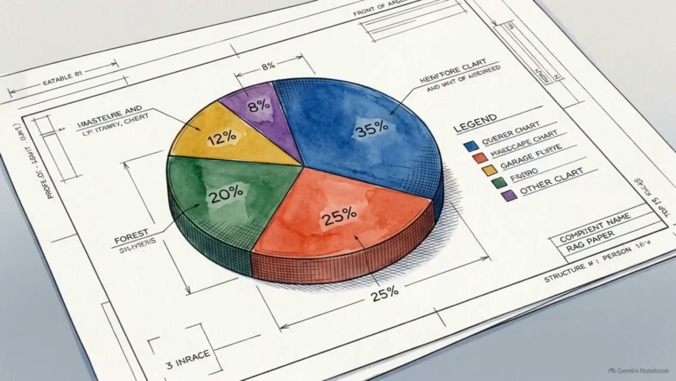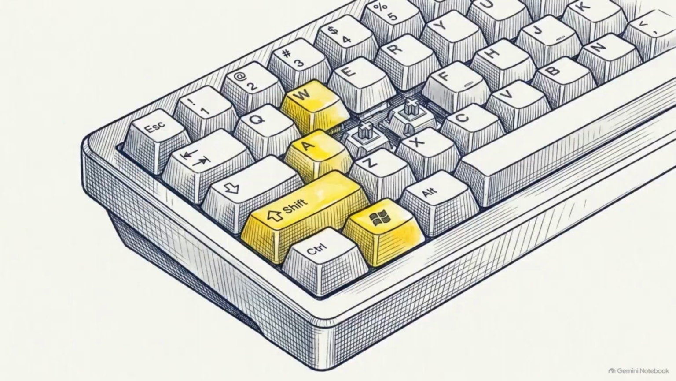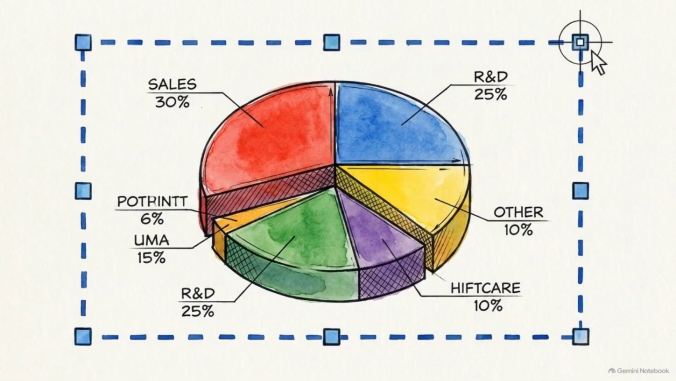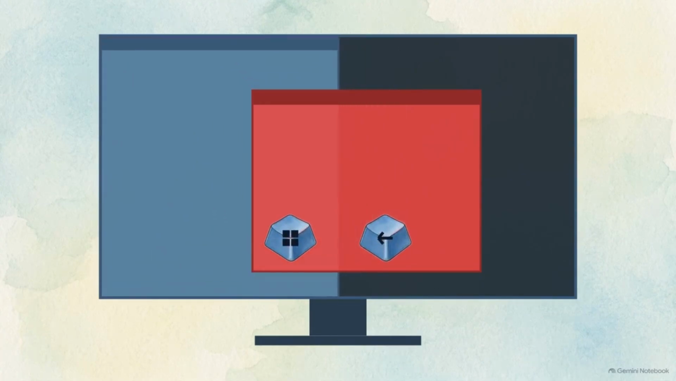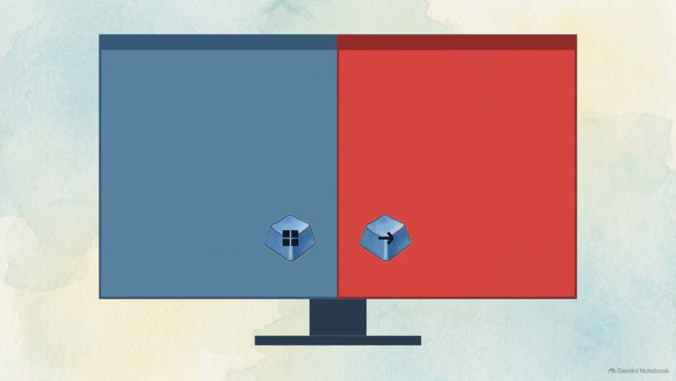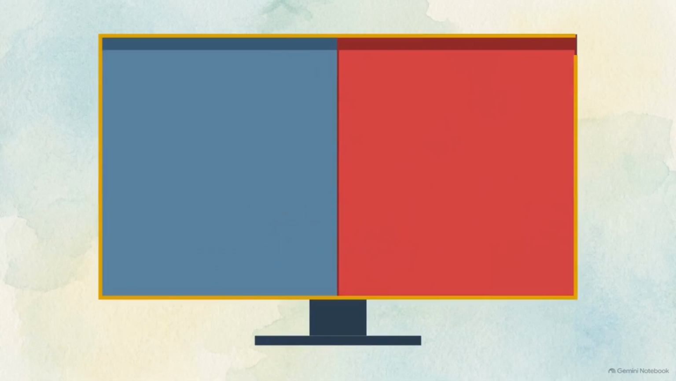If you need to grab a specific chart from a PDF, pressing the Windows key, Shift, and S brings up the snipping tool. This lets you draw a box around the exact section of the screen you want to capture and copy it instantly. As we see in this animated diagram, you can instantly manage your screen real estate for research. Hold the Windows key and press the left or right arrow keys, and your overlapping application windows will snap perfectly into a symmetrical side-by-side split screen layout.